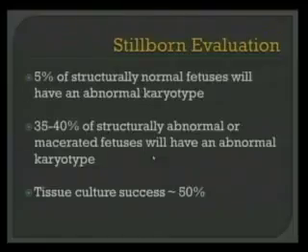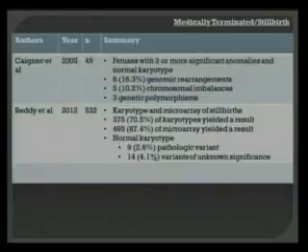And so, the tissue culture success for them to be able to do a normal karyotype is only about 50%. And so microarray could add a little bit to this. These are some studies looking at medically terminated or stillbirth fetuses. In the first study, it was looking at fetuses with 3 or more significant anomalies and a normal karyotype. What they found is that in 10.2% of this population with microarray, they had something else going on.